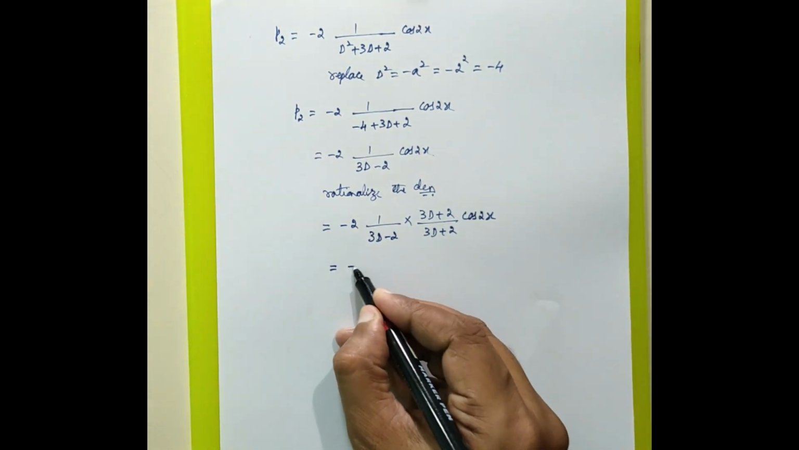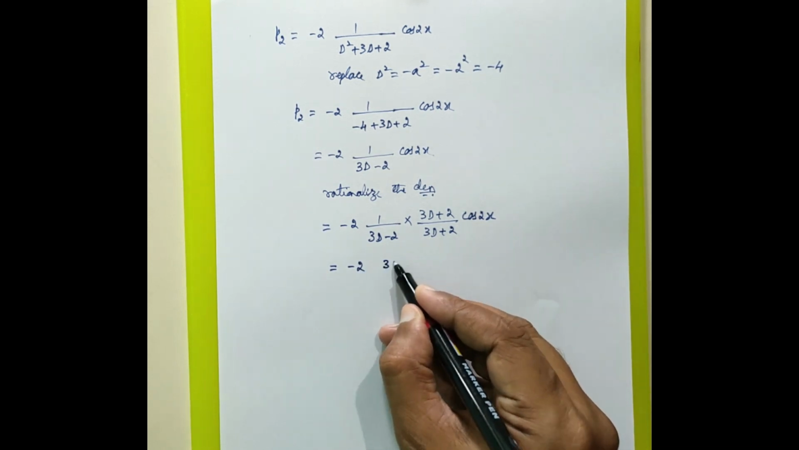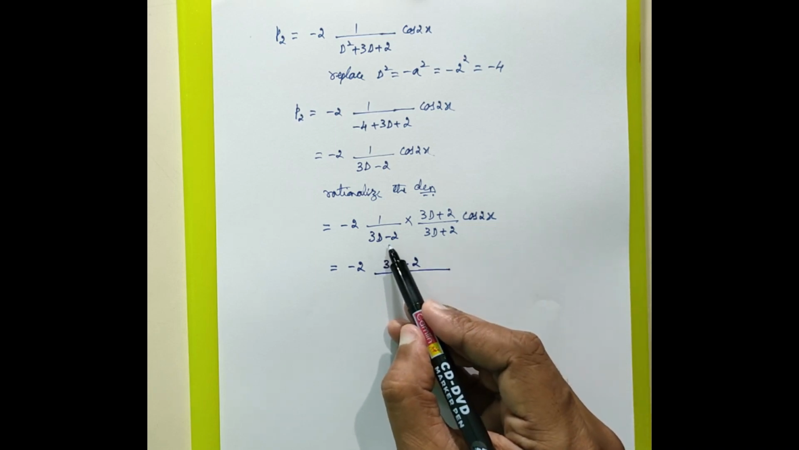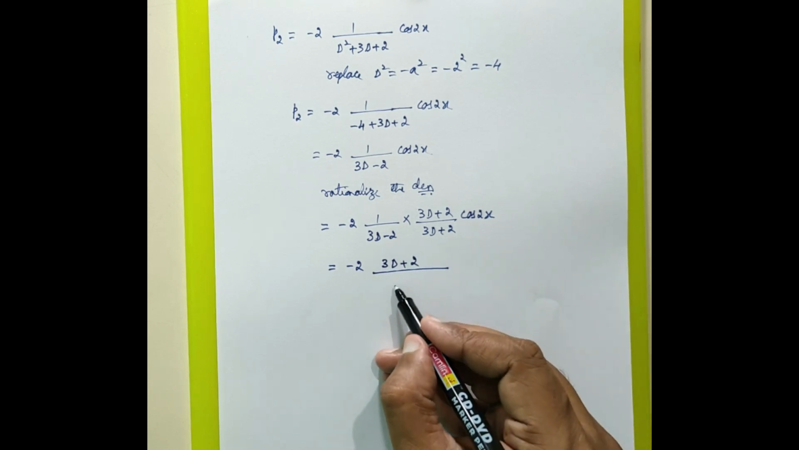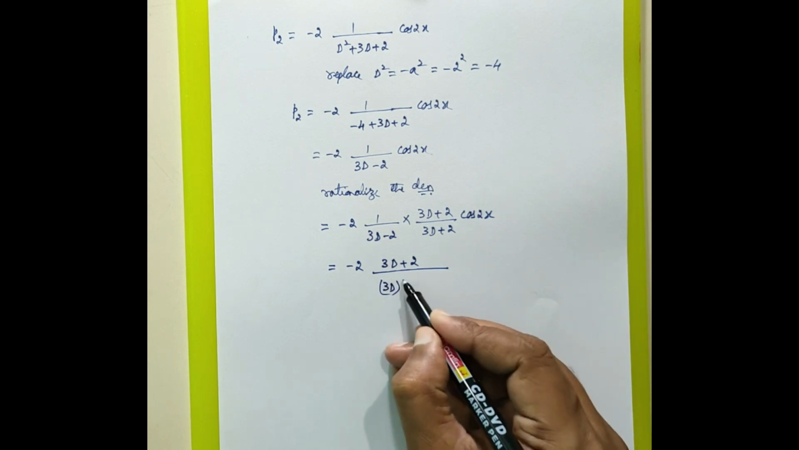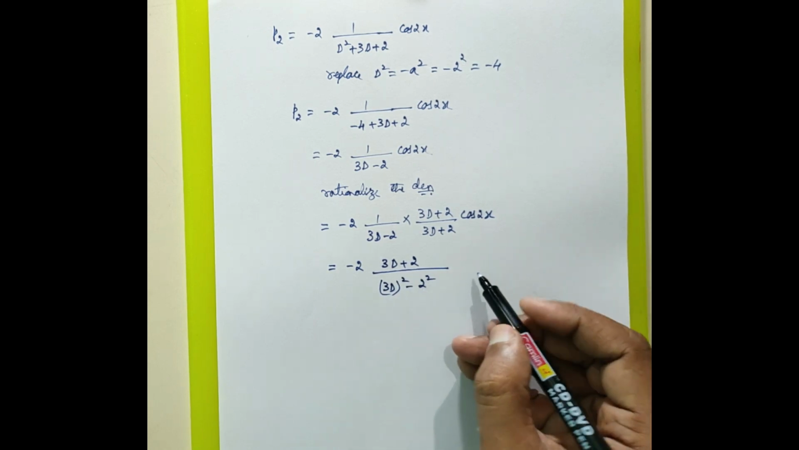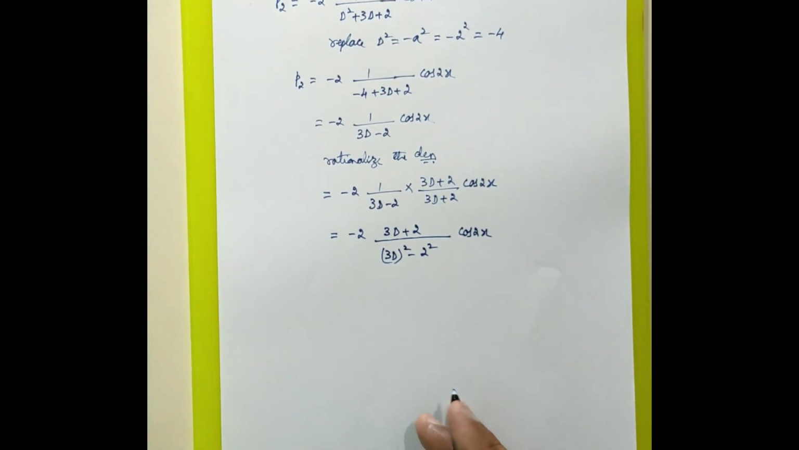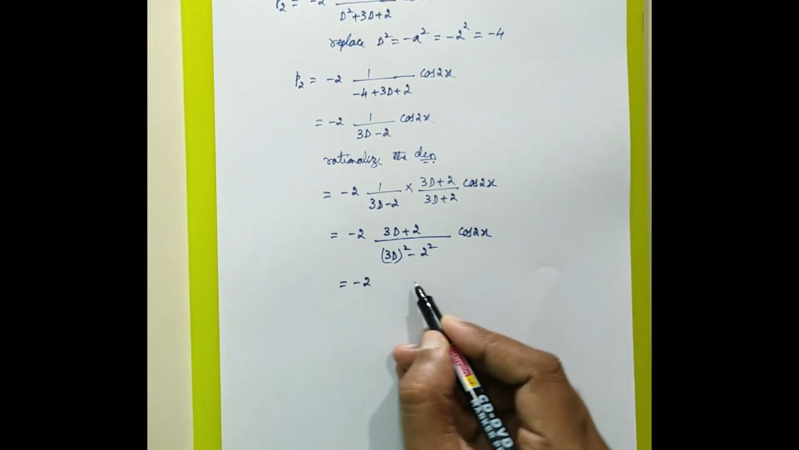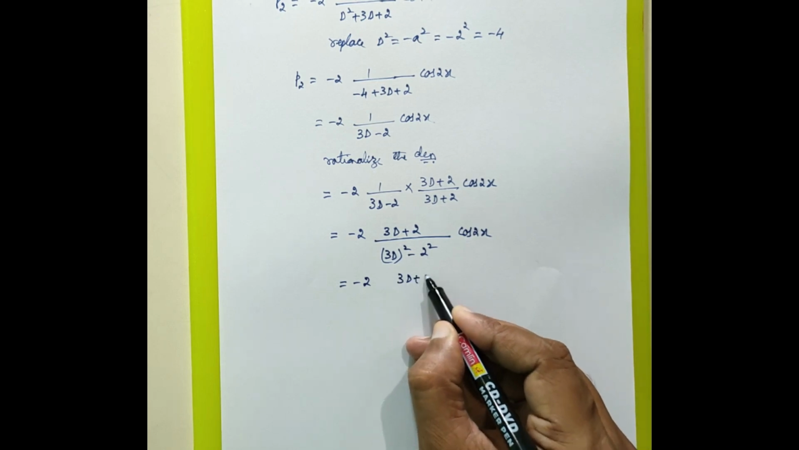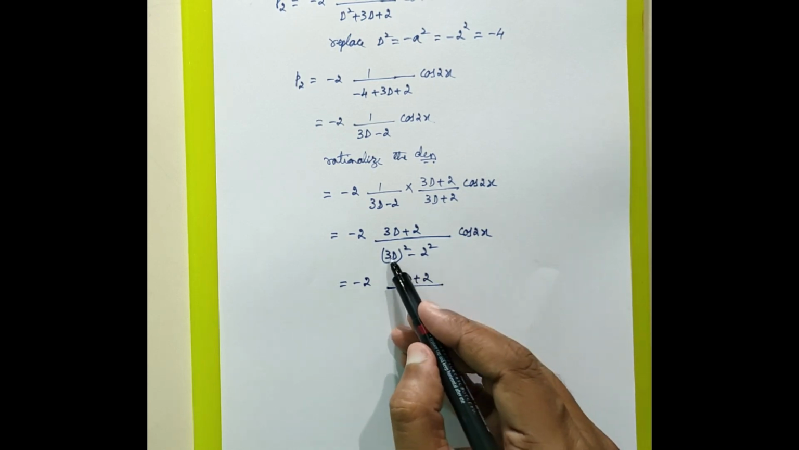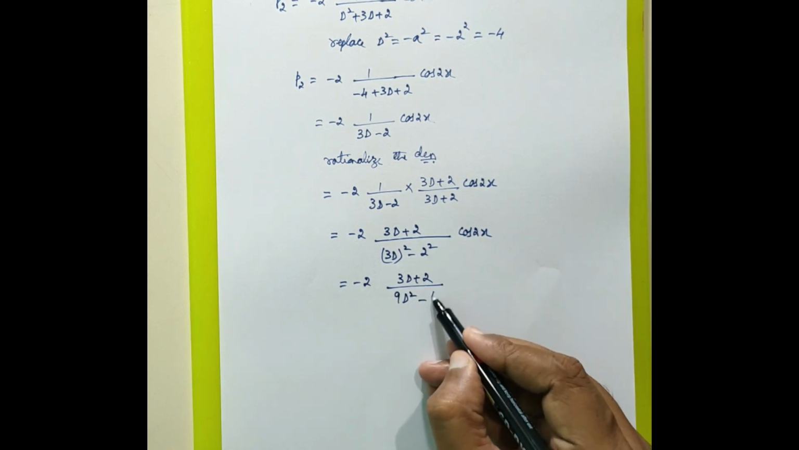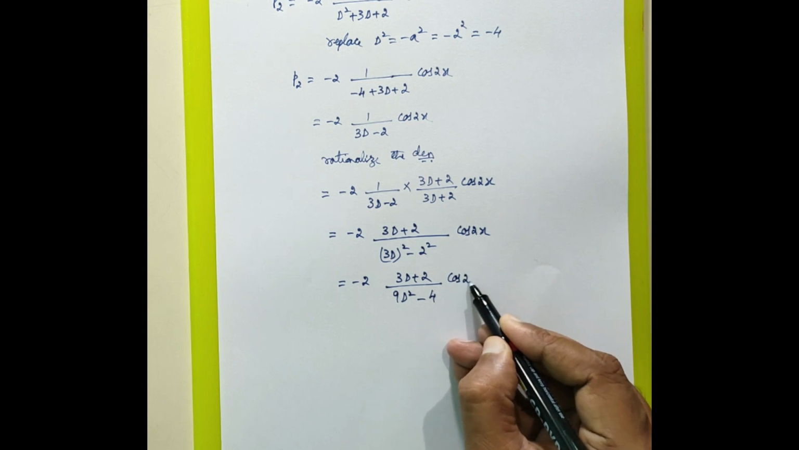So this will be nothing but minus 2 times of the numerator value 3D plus 2 as it is. The denominator is in the form of a minus b into a plus b, which will be a square minus b square. This cos 2x will remain as it is. This can further be written as minus 2 times of 3D plus 2 divided by 3D square, which will be 9D square, minus 2 square will be 4, times of cos 2x.